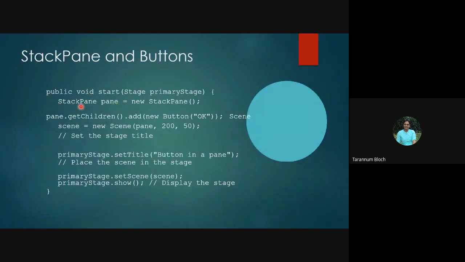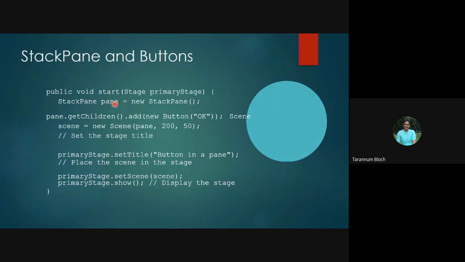So over here we have taken a stack pane. We said object name. Here it could be any object name. You can give P, SP, P1, whatever you want to give. So we have given the name pane. We said stack pane, pane is equal to new stack pane. This is object of a pane is created.